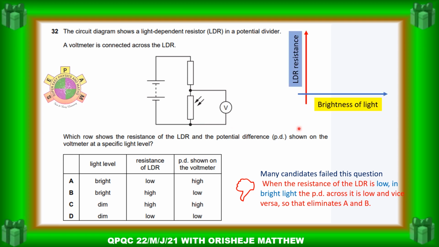So let's do a little. Light dependent resistor in bright light. You see that the resistance decreases in bright light. If resistance decreases, what is going to happen to current? Current increases. So what is the correct answer? If current decreases, what is going to happen? In dim light, you're going to have high resistance and high PD. So I've already explained that here.